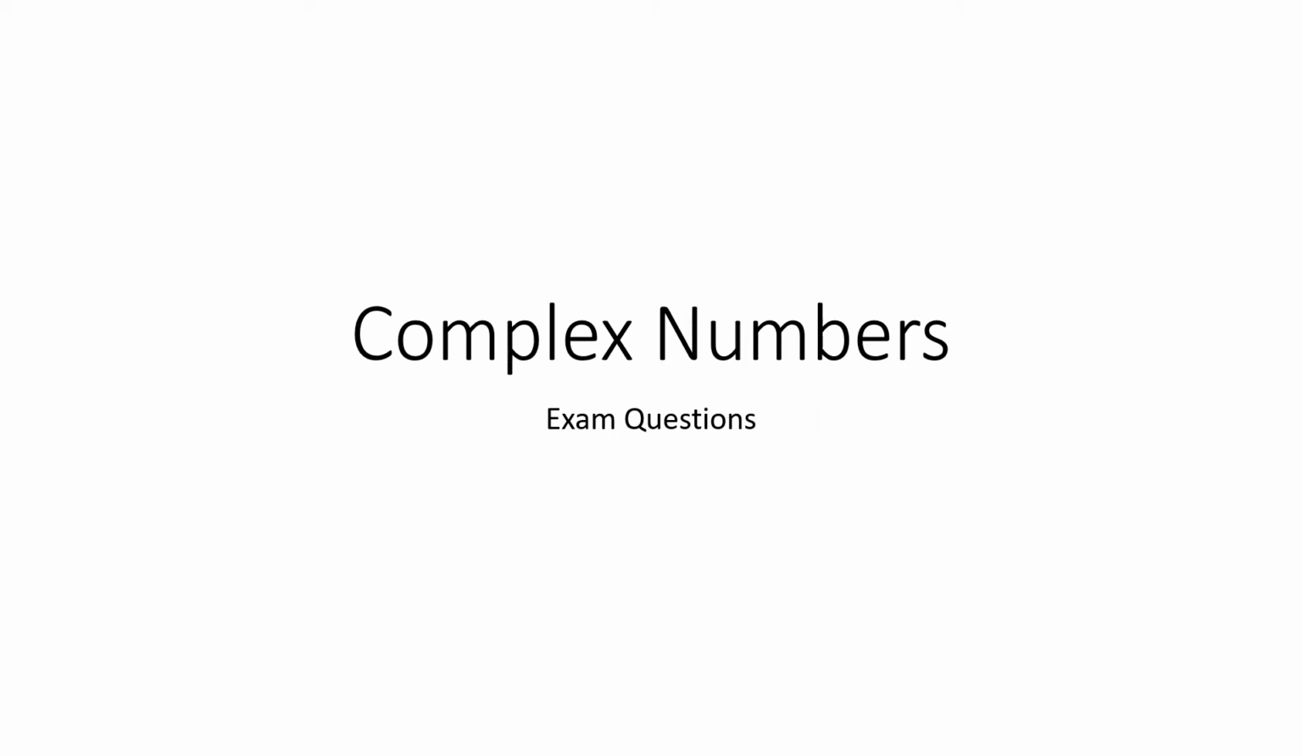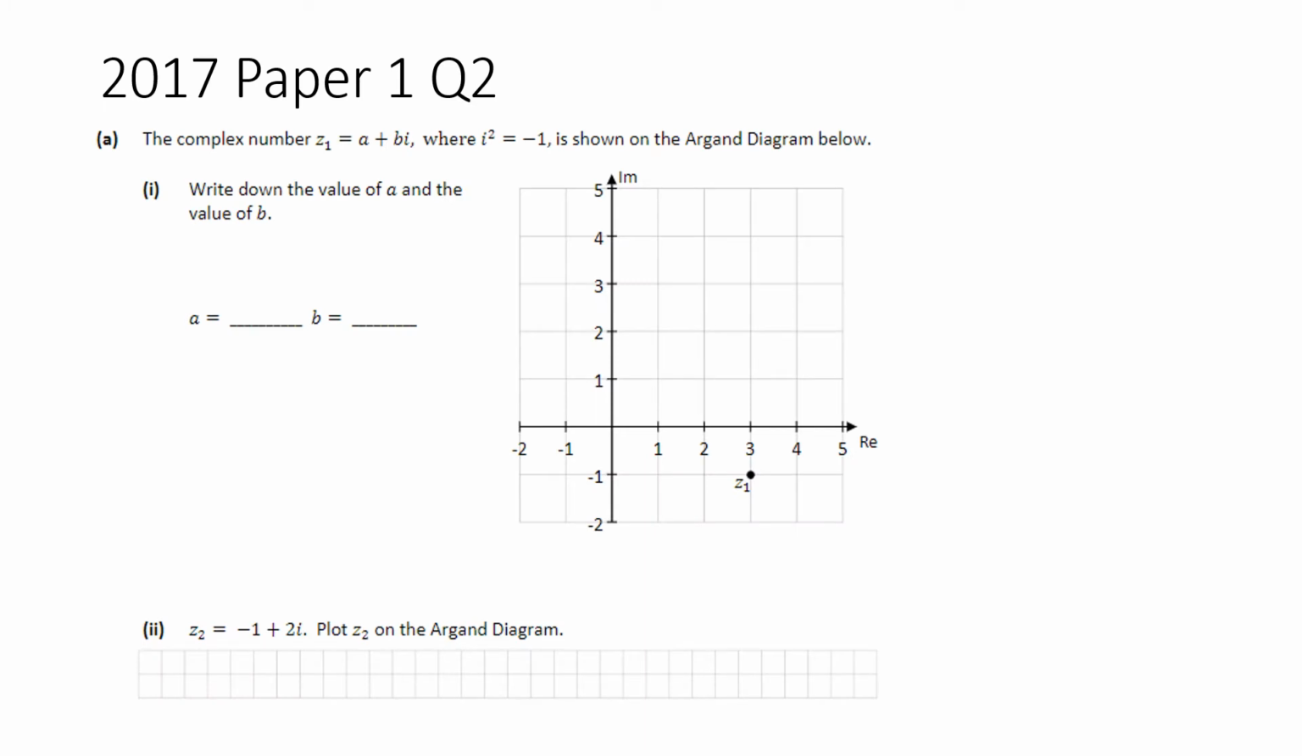So this is 2017 paper 1, and we're looking at question 2 here. This is dealing with complex numbers. What we have here is the complex number z1, which is a plus bi, so the real and the imaginary. It tells you that i squared is minus 1, and it's shown in the Argand diagram below. So write down the value of a and the value of b.